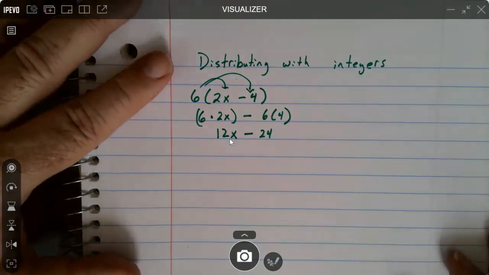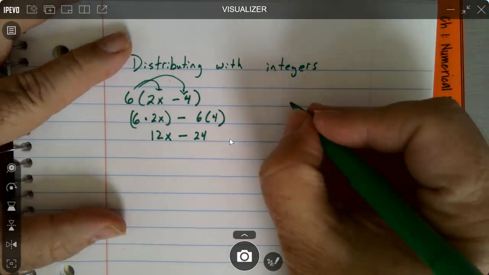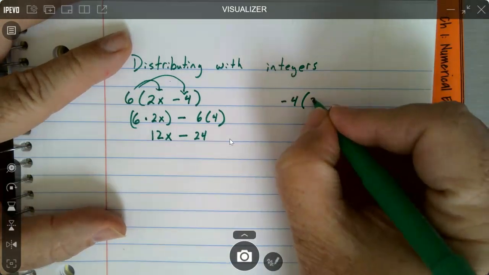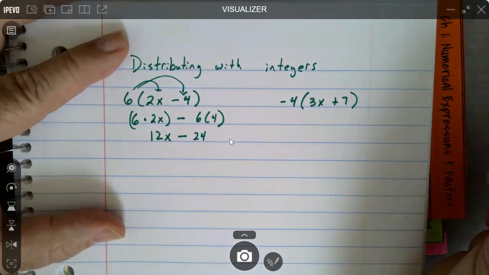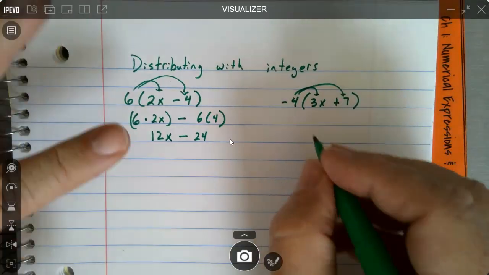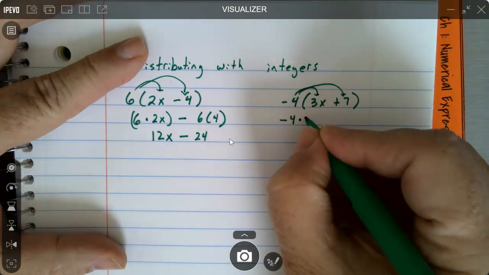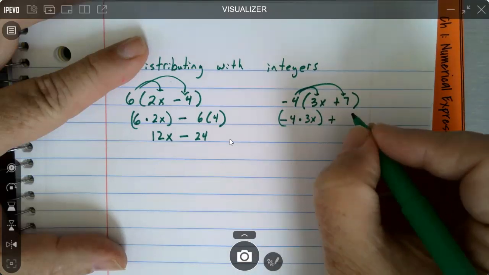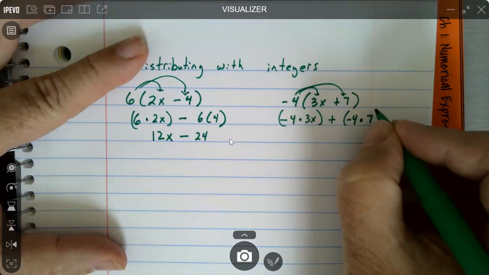So what we want to do now is we want to go ahead and use integers also. So our first one, we're going to use negative 4 out in front, and then 3x plus 7. So first thing, arrows. And again, we're going to do all the steps for the first couple. So negative 4 multiplied by 3x, drop the plus sign, negative 4 multiplied by 7.